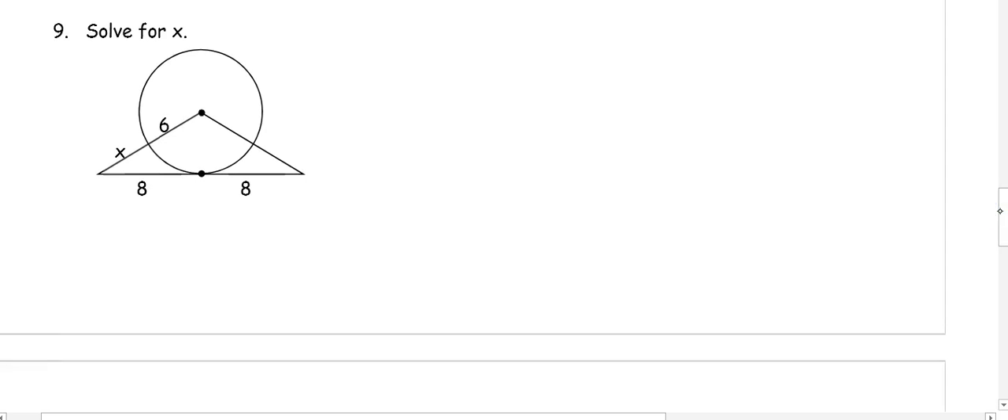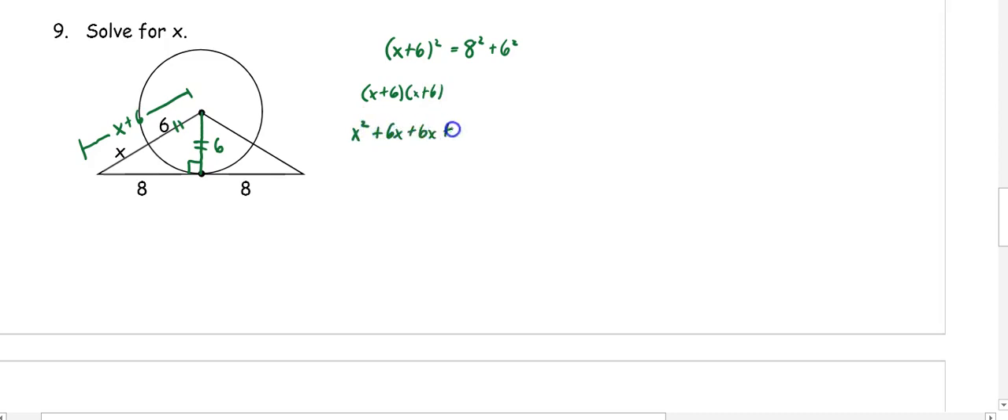Number 9, we have a triangle here, and when I draw in my radius, it's going to create a right triangle. The radius is congruent, so that side would be 6. Remember, this whole length we combined to become x plus 6. So Pythagorean theorem, we'd have x plus 6 squared equals 8 squared plus 6 squared. x plus 6 times x plus 6 multiplies out to x squared plus 6x plus 36 equals 100. So we can move the 100 to the other side. So we get x squared plus 12x minus 64 equals 0.